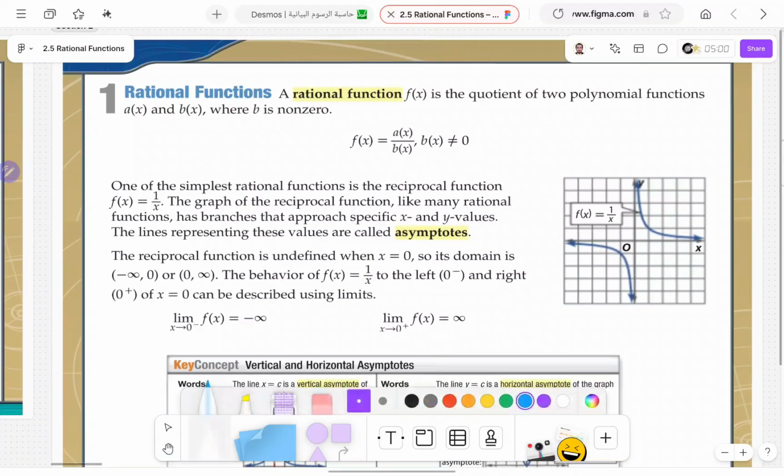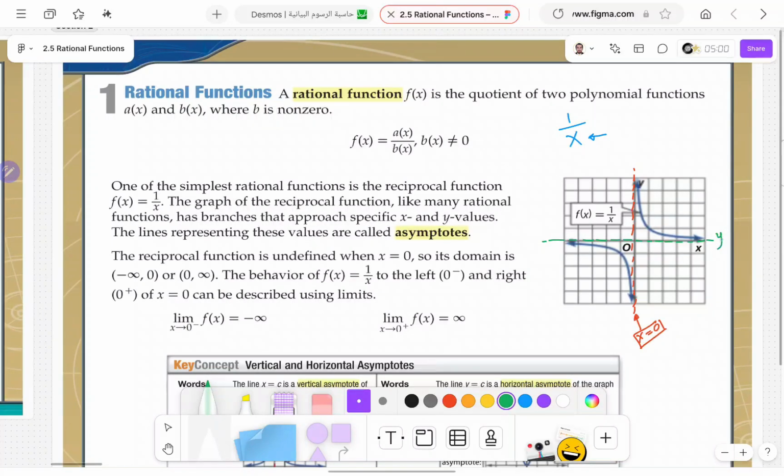The rational function, as we already explained, is any function that has an excluded value from its domain. As you can see, this one here represents the vertical asymptote. So the vertical asymptote here is x equals 0, because the vertical asymptote is always represented vertically. When I ask you to graph x equals 0, you graph it vertically.